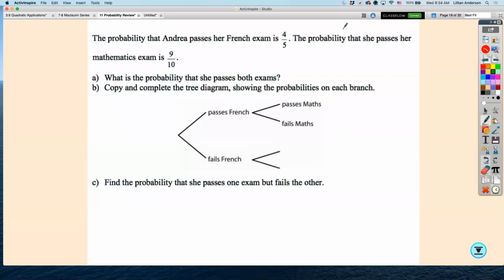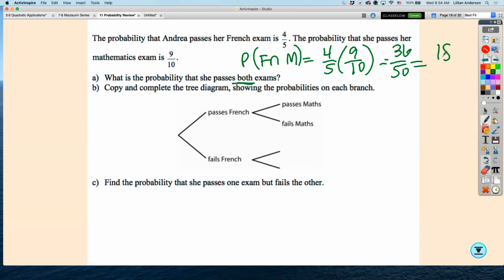For this one, the probability that Andrea passed her French exam is 4/5. The probability she passes her math exam is 9/10. How'd you get that? Well, it says passes both exams, so that would be the upside down U, intersection, so then you just multiply them. Exactly. And we multiply them because they're what type of events? Independent. So we get 36/50, which reduces down to 18/25.